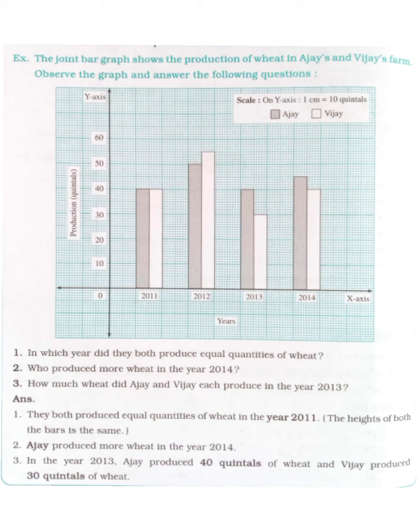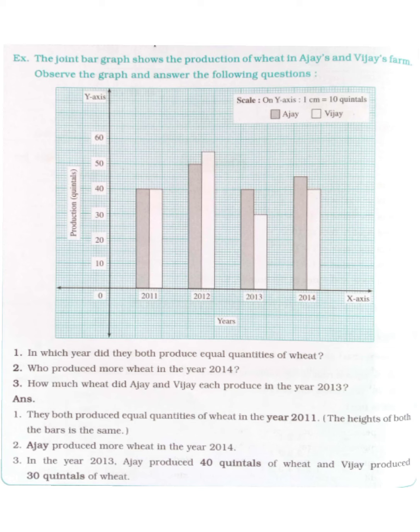Let's have a look at the horizontal line, which is x-axis. On that we are going to take years, and a vertical line, which is y-axis, where we are going to take the production of wheat, which is in quintals. Okay, so to understand this is very important. Which all years are given over here? 2011, 2012, 2013, 2014. And y-axis scales are like 10, 20, 30, 40, 50, 60. Now let us see the question number 1.